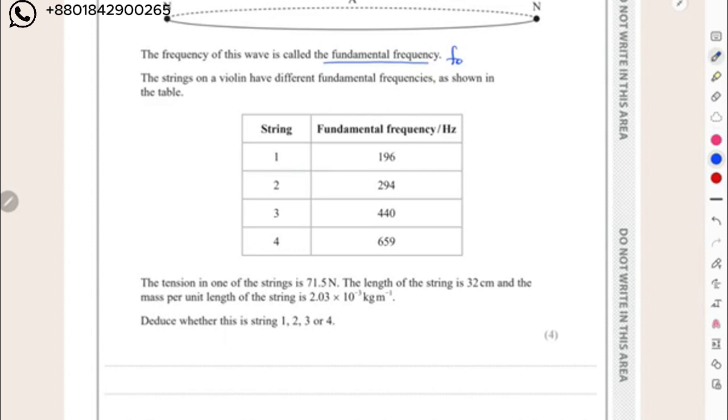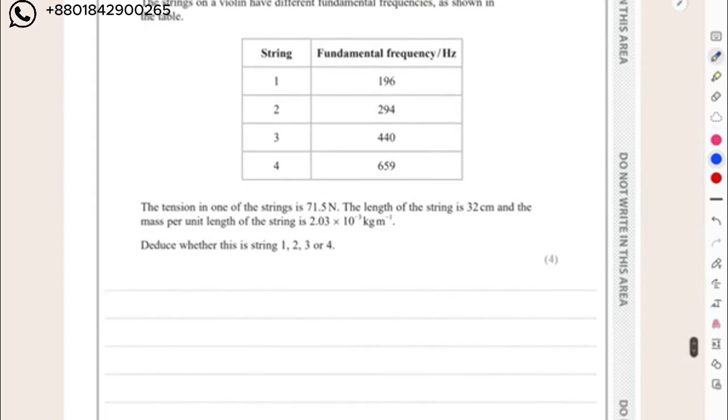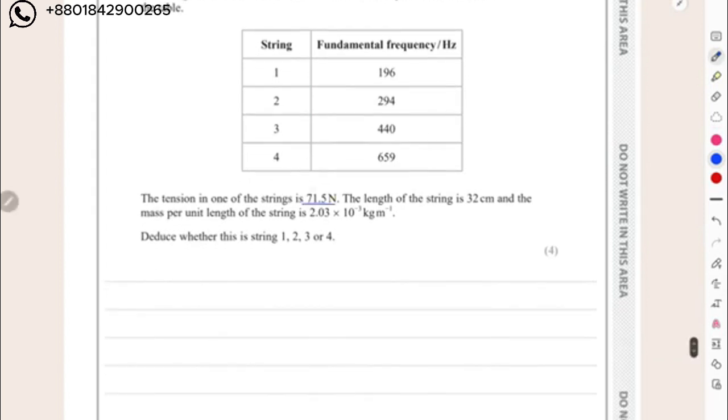The strings on a violin have different fundamental frequencies as shown, and the tension in one of the strings is this much, and the length of the string is 32 centimeters, which is almost 0.32 meters, and the mass per unit length of the string is 2.03 times 10 to the power of negative 3. So we need to deduce whether this string is actually string 1, string 2, string 3, or string 4. In order to find that, we have to find out the value for the frequency, right?